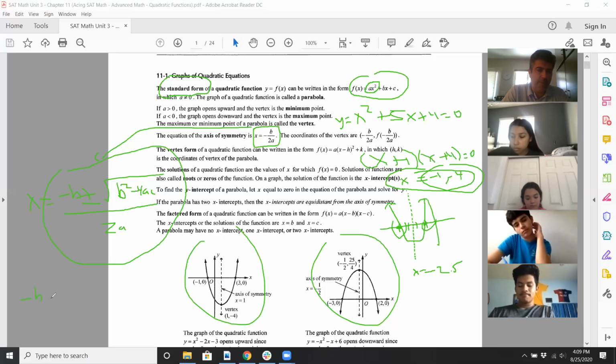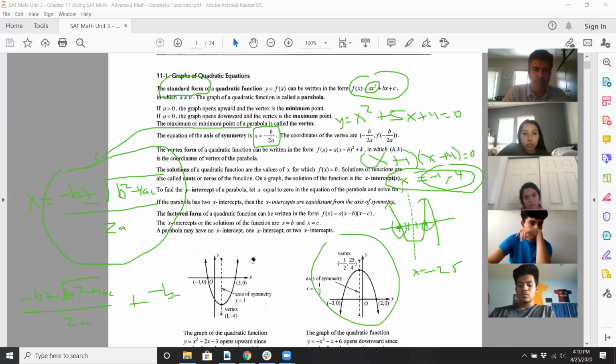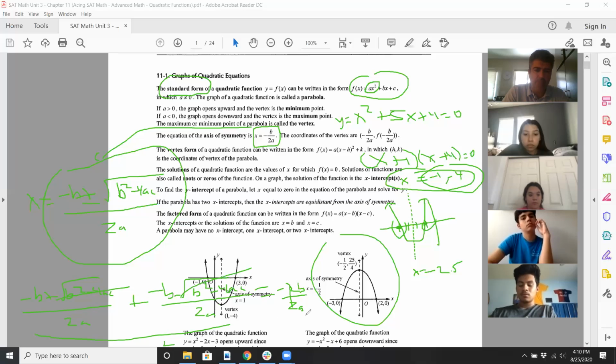If -b plus the square root of b squared minus 4ac, all over 2a, is one x-intercept, then -b minus the square root of b squared minus 4ac, all over 2a, is the other x-intercept. Obviously, if I add these two, the radicals are going to cancel, leaving me with -b over 2a. But because it's an average, you have to divide the whole thing by 2. The 2's cancel, but you divide by 2 again.